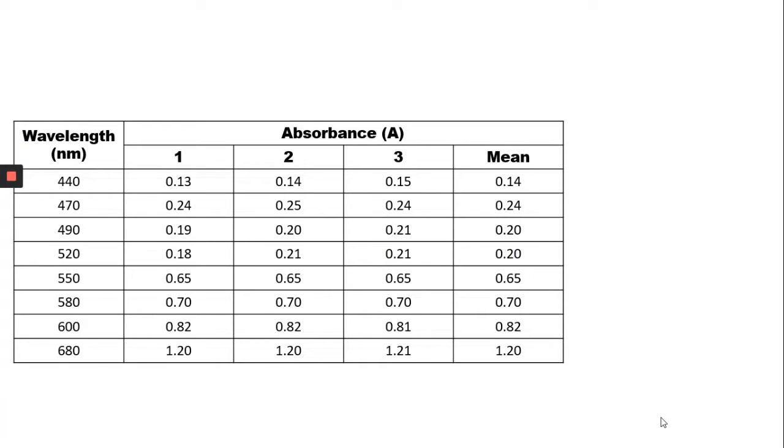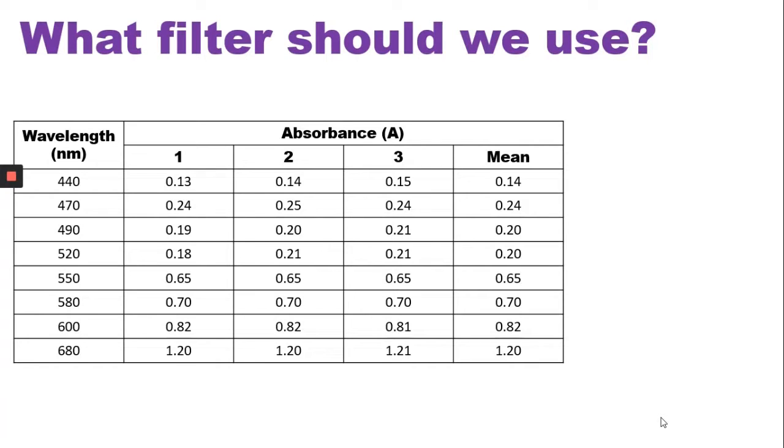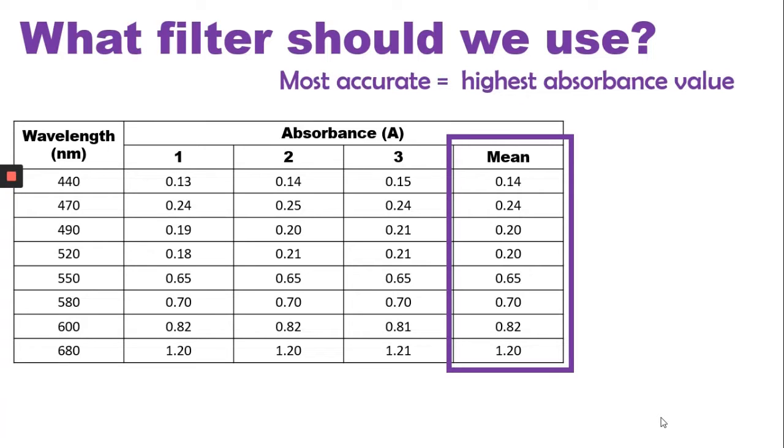Here are our results from our preliminary investigation to determine which filter wavelength we should use. I've calculated the mean, and we want to choose a filter which will give us the most accurate results. From looking at the mean, which filter do you think that will be? It will be the filter with the highest absorbance, as the high value will lower the percentage uncertainty of the data. So, were you correct? We will use the 680 nanometer filter, as it should give us the most accurate data.